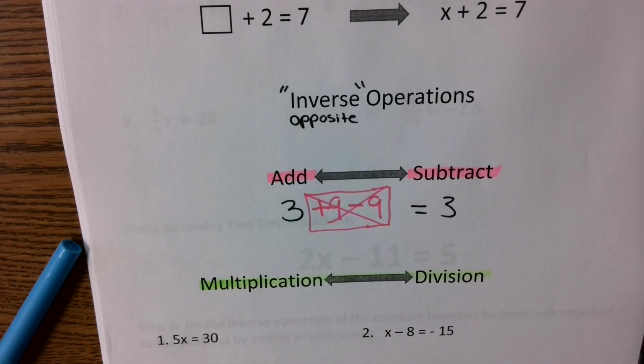Multiplying and dividing are inverse operations to each other, or opposites to each other.